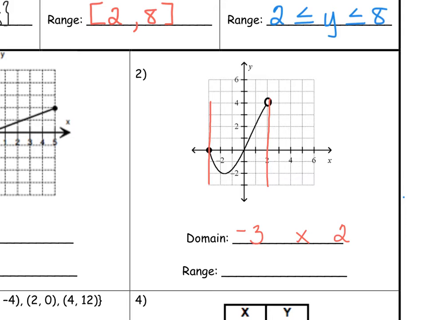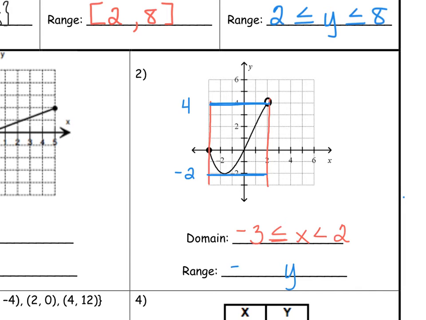Since this is a closed circle, that means that -3 is included. So x is going to be greater than or equal to -3. This one is an open circle, so that means 2 is not included. So x is going to be less than 2. We're going to do the same thing with our range. There is my lowest y value, and this is my highest y value. So my y's are going from -2 all the way up to 4.